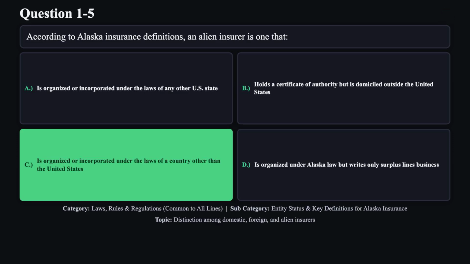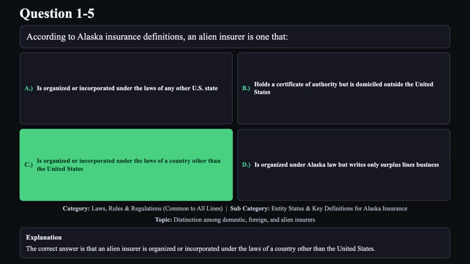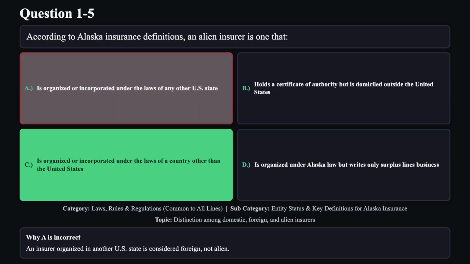The correct answer is C. The correct answer is that an alien insurer is organized or incorporated under the laws of a country other than the United States. Reason A is not correct. An insurer organized in another U.S. state is considered foreign, not alien.